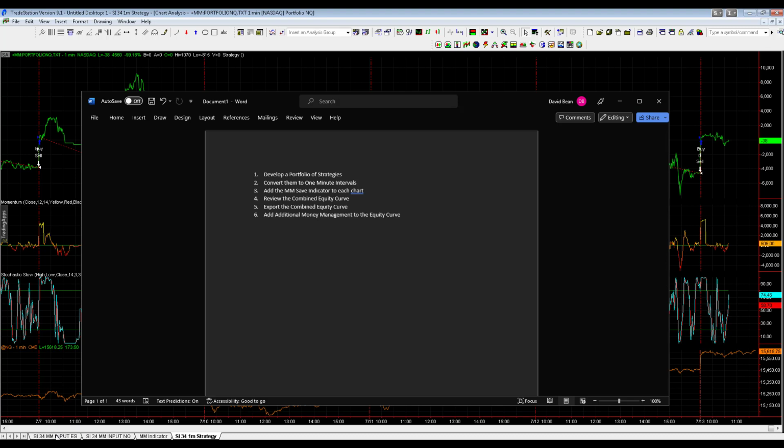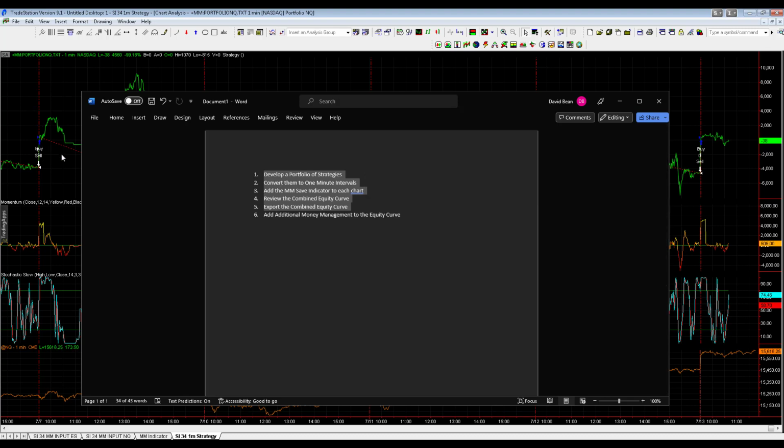The stock index portfolio strategies are not part of the money management algorithms, so I'll have some other examples for that. But what I've done, I've developed these strategies over the years, converted them to 1-minute charts. I've added the MMSave indicator to each chart. We've looked at the equity curve. I've exported it. You've seen this exported equity curve.